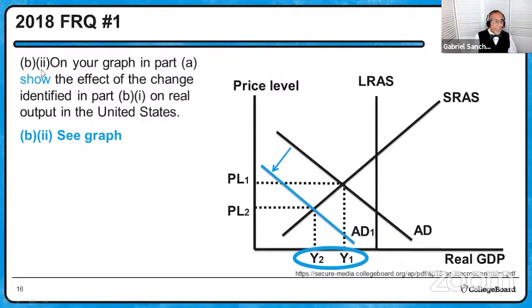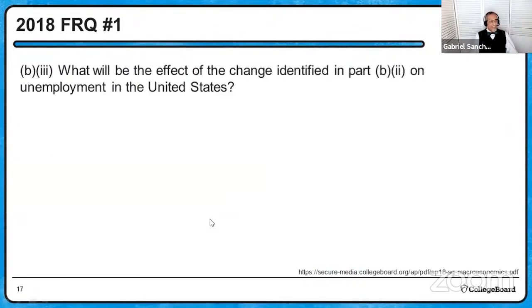And on this question, they asked you to show. So here on the graph we showed, with the new AD1, with Y2, with PL2, the effect that we saw from B I. So that was B II. Next, B III.